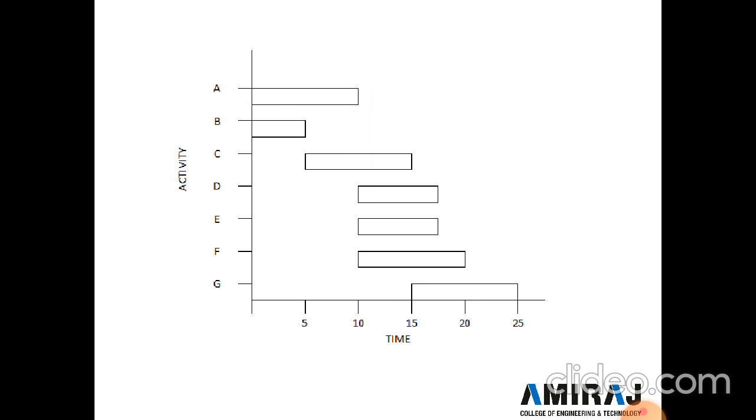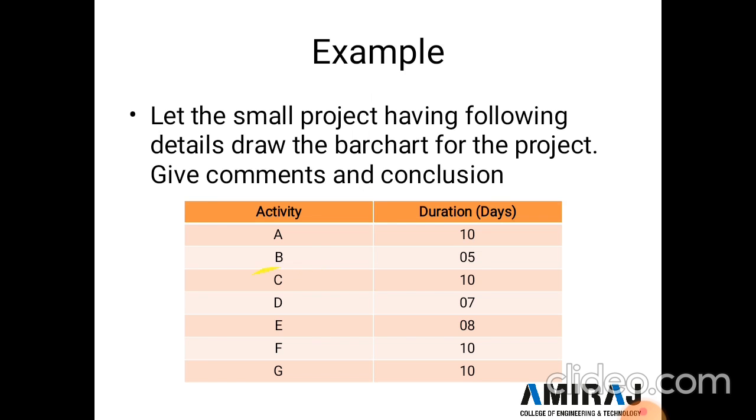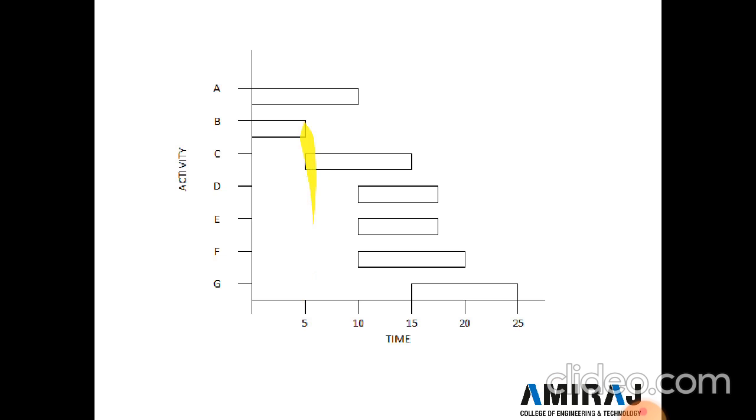Here we draw one bar for activity A. Similarly, activity B is for 5 days, as already given in the example. So here 5 days are completed, and we draw the bar for activity B up to here. Similarly, activity C starts after completion of activity B.